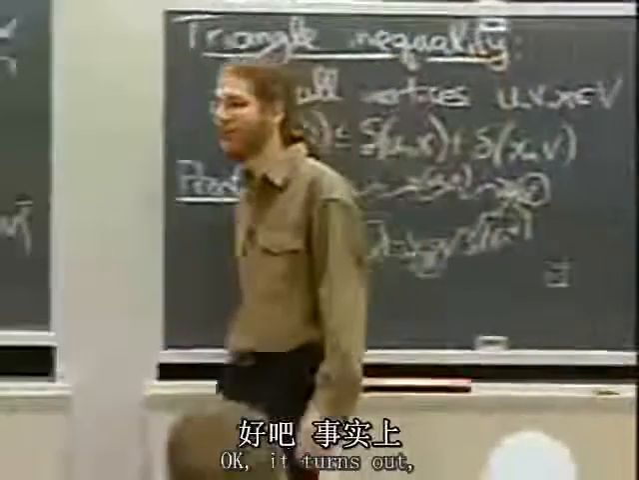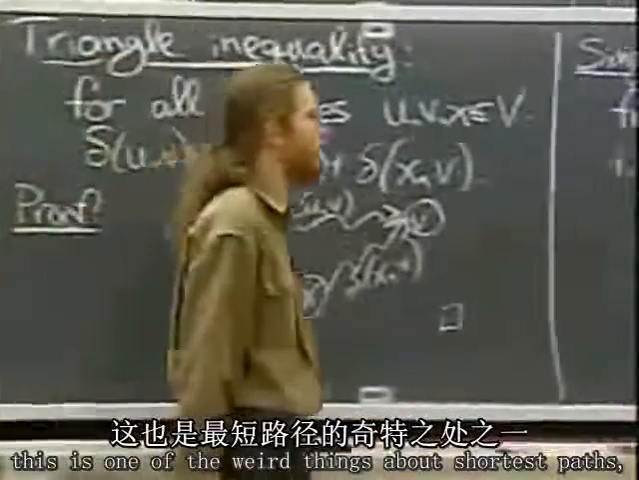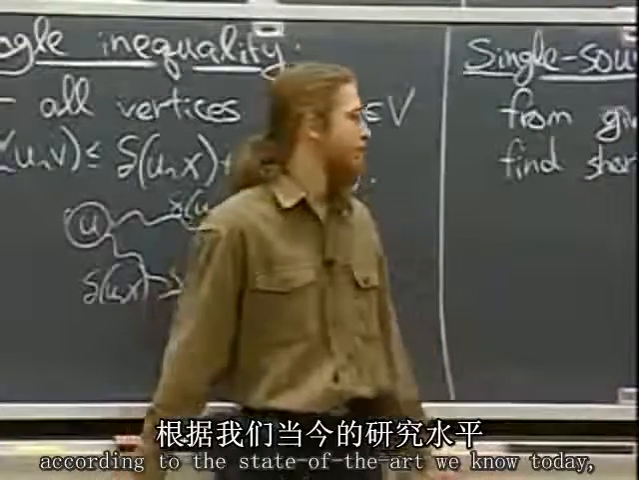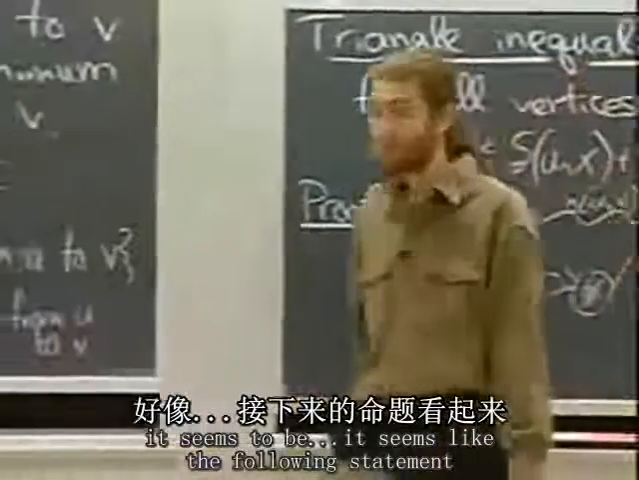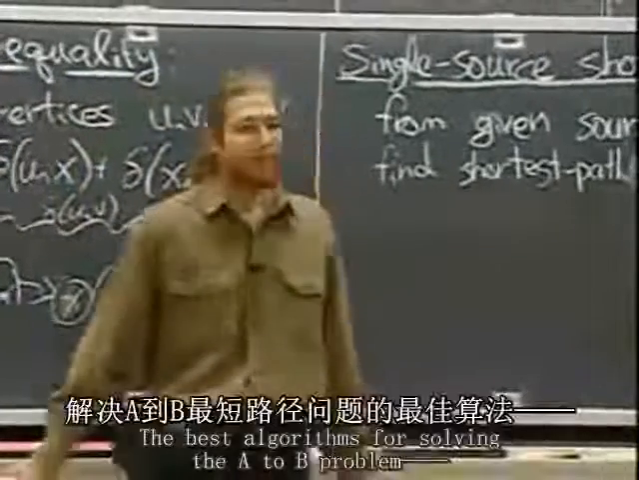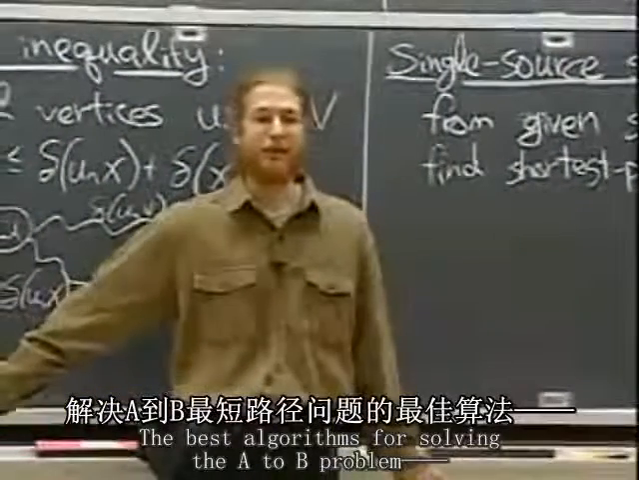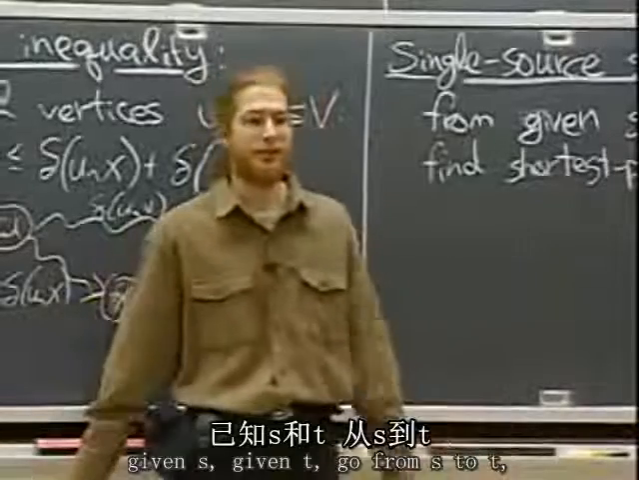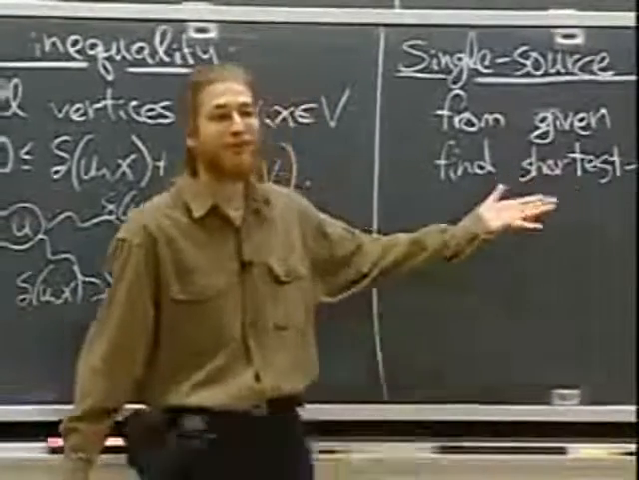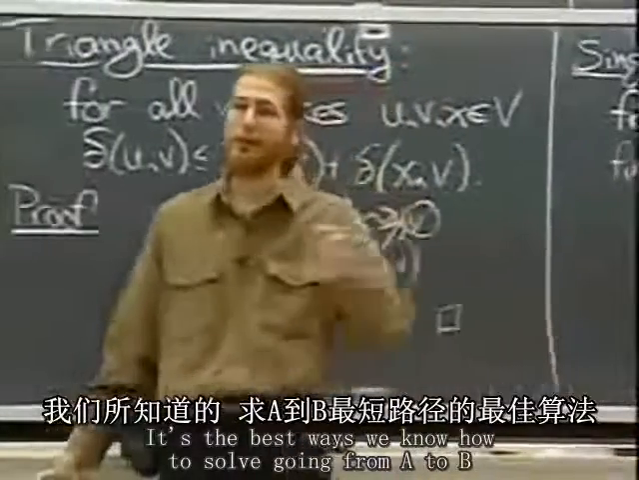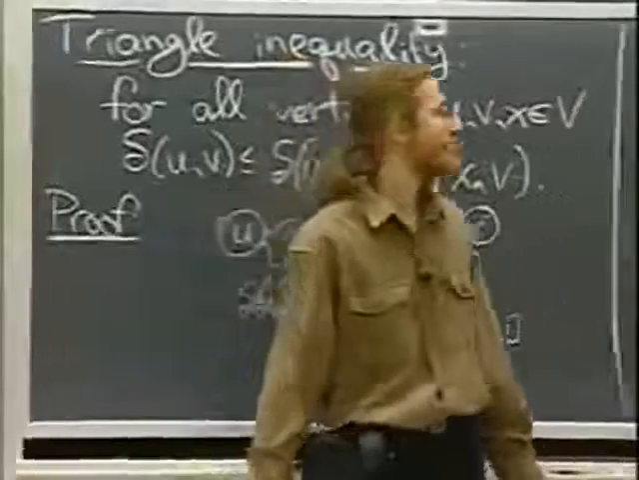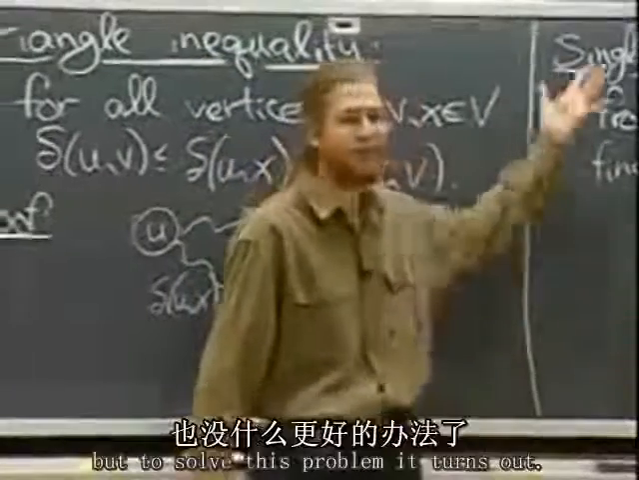Okay, it turns out this is one of the weird things about shortest paths. According to the state of the art we know today, it seems like the following statement will remain true for all time, but we don't know. The best algorithm for solving the A to B problem, given S, given T, go from S to T, is no easier than this problem. So the best way we know how to solve going from A to B is to solve how to go from A to everywhere else. So we sort of can't help ourselves but to solve this problem, it turns out.